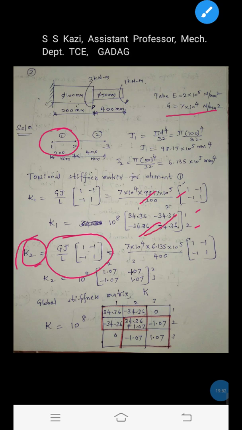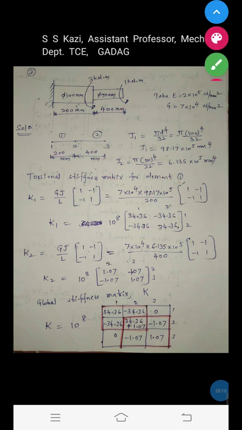7 into 10 raised to 4 Newton per mm square is the G value I am substituting. And what is the J value? That is the polar moment of inertia for element 2. I have calculated pi d raised to 4 by 32. What is the D? Diameter of the second element is given as 50 mm, so pi 50 raised to 4 by 32. If you calculate the ratio, you get 6.135 into 10 raised to 5.